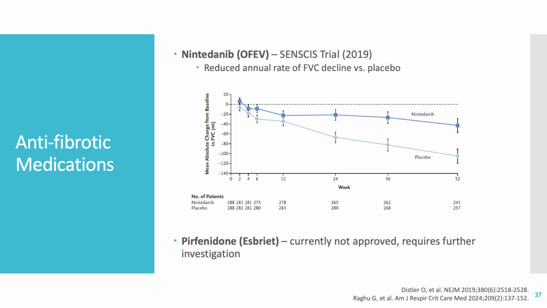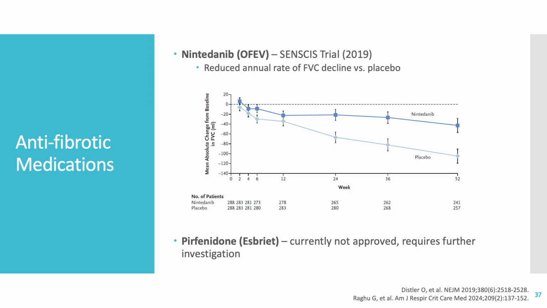Like I mentioned, nintedanib is an antifibrotic medicine, which is a bit of a misnomer. As I mentioned before, nothing can reverse fibrosis in the lungs, but this medicine can really help slow the rate of progression of fibrosis over time. And so that's what we see here. And based on the SENSCIS trial, this is a medication that your doctors might think of adding on to your treatment if your lung function is declining despite treating with immune suppressants.